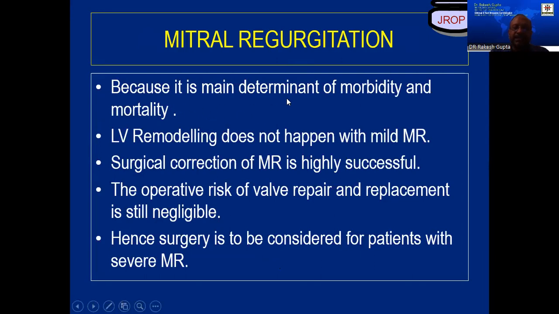Same thing, as I said, it's a main determinant of mortality and morbidity. LV remodeling does not happen with mild MR. Surgical correction of MR is highly successful. Operative risk of valve replacement versus repair is very negligible even today. Many of you must have read recently about the number of people undergoing mitral clip for severe mitral regurgitation along with LV dysfunction, giving better outcomes with less mortality and morbidity. If you have severe MR with a cause, you should consider intervention in the form of surgery or semi-invasive interventions.